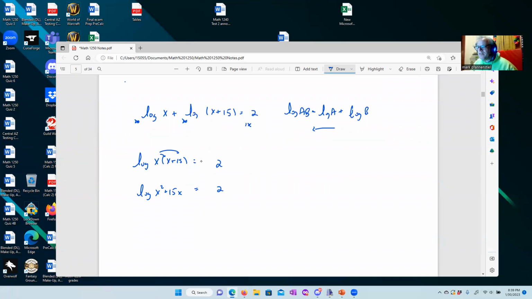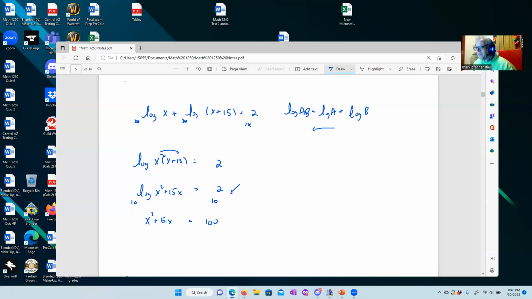Now what we can do is unlogify this equation. Don't use that as a word, that's a word I made up. So we have x squared plus 15x is equal to 10 to the 2. That's 100. Be very careful. This is the step right here on the right-hand side. We take the anti-log, so make sure you get it on the right-hand side. This is the place where everybody's going to mess up.